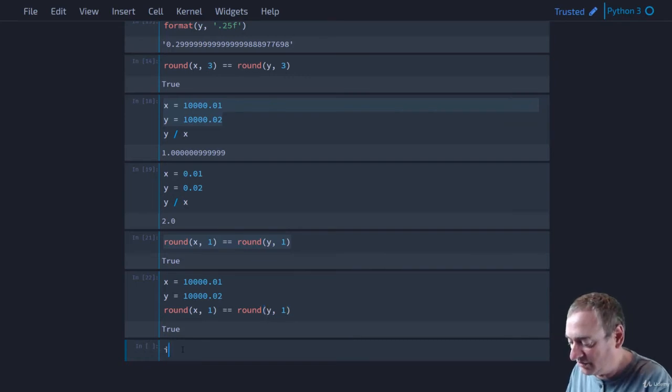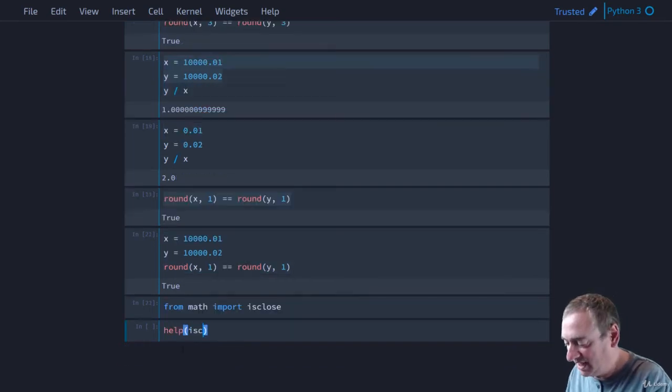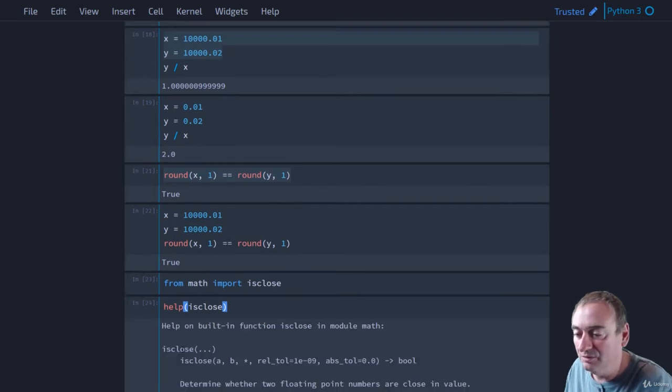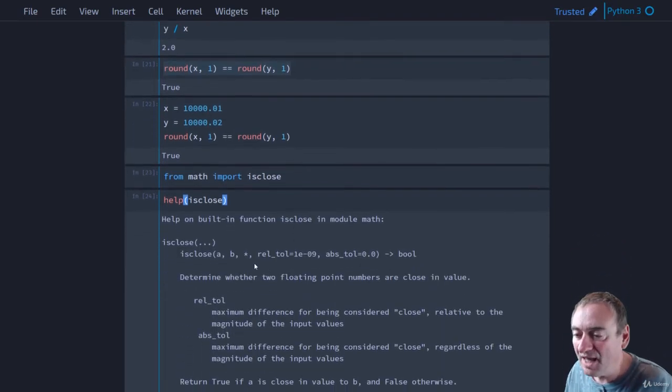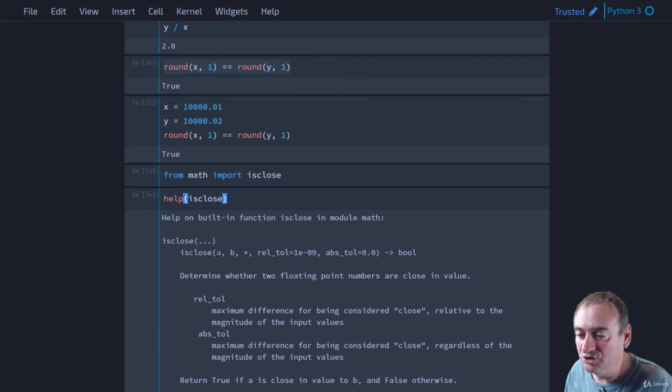So for that, from math, we're going to import the is-close method. And if you want, you can always get help on the method itself in your Python console this way. And we can see, as we saw, that is-close takes two parameters, the two values a and b that we want to check if they're close to each other, and then the relative and absolute tolerances, which are optional parameters. If you don't specify relative tolerance, it will default to 10 to the negative 9. And if you don't specify the absolute tolerance, it will default to 0.